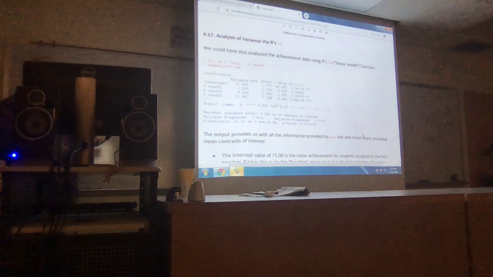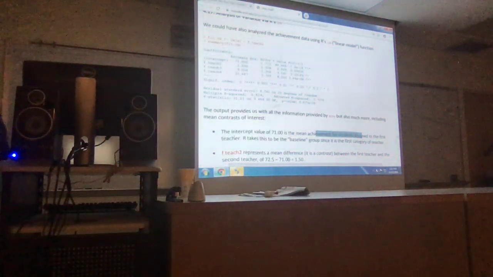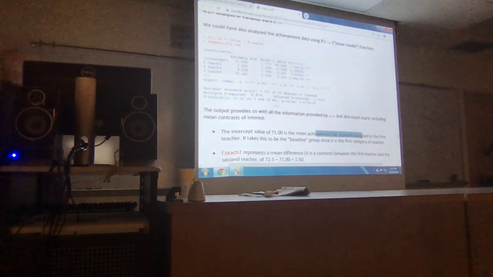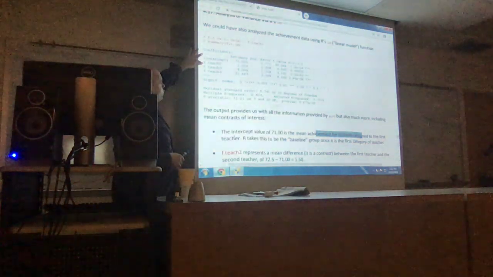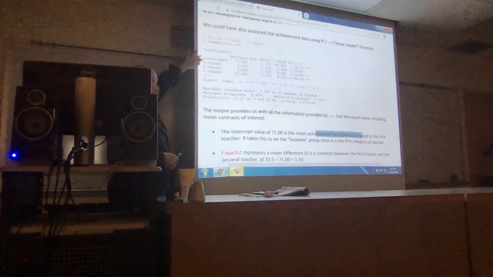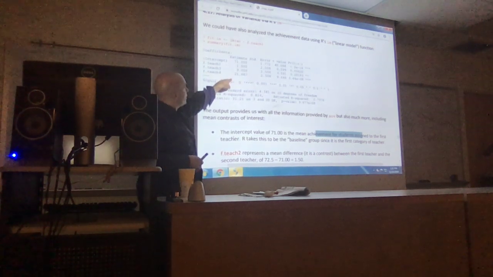So this intercept value here, that's the mean achievement for students assigned to the first teacher. That's how this is going to set up your model. This will make a lot more sense when we start looking at regression. But just to let you know, there are different ways you can analyze it. It's gonna give you the same overall F statistic, but different ways of analyzing it. So you've got the mean of the first group, then you got teach two, and the teach two is a comparison of the second group and the first group. There's that 1.5 unit difference, et cetera.